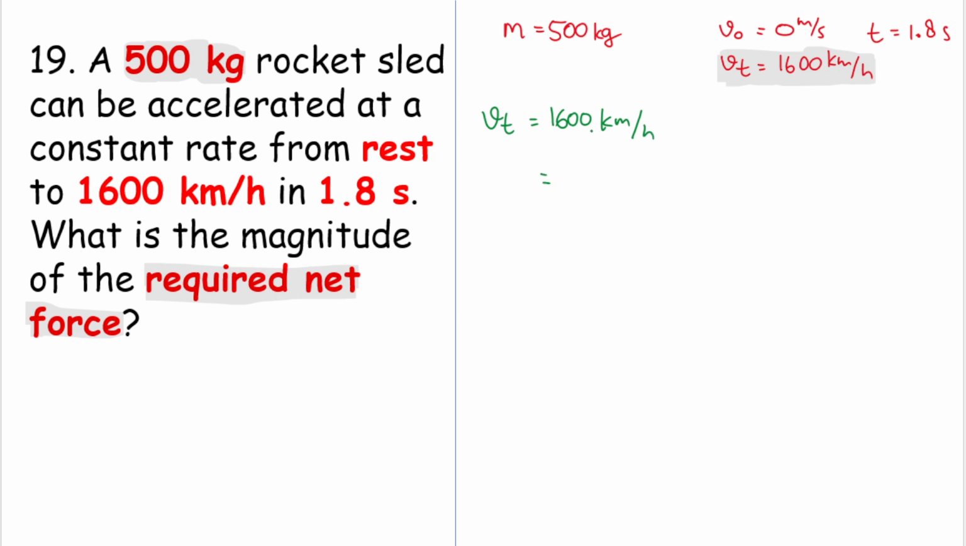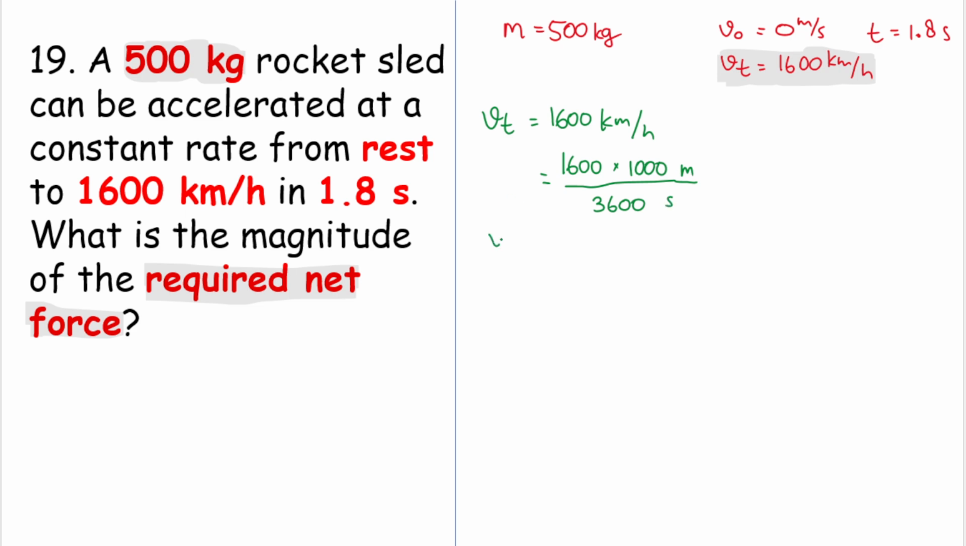To convert from kilometer to meter, we have to multiply this by 1000 because 1 kilometer is 1000 meter, right? And divide that by the hour here. This is in meter, but 1 hour is 60 minutes, and 60 minutes is 3600 seconds, right? So we'll have 3600 seconds.